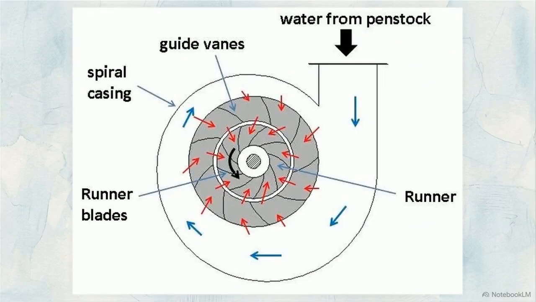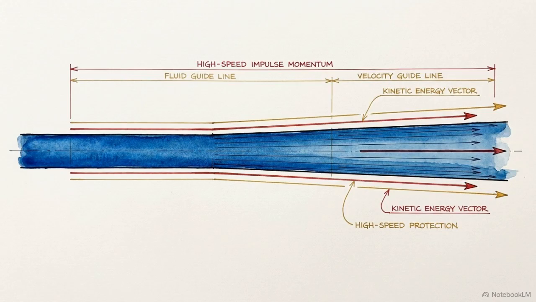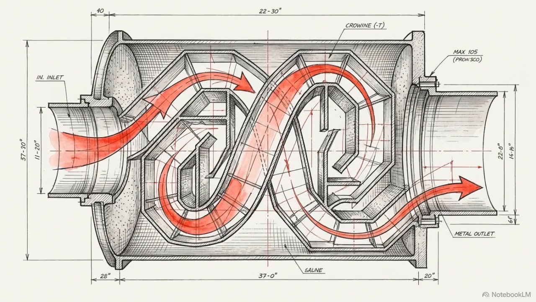Contrast this with a reaction turbine in cross-section. The runner is completely submerged in a pressurized casing, extracting energy from both fluid pressure and kinetic velocity. The outer spiral casing and precisely angled guide vanes direct the pressurized fluid into the rotating blades. Impulse relies on raw, high-speed kinetic strikes in open air. Reaction is a fully sealed, pressurized puzzle where energy transfers to the runner as the fluid expands and drops in pressure.